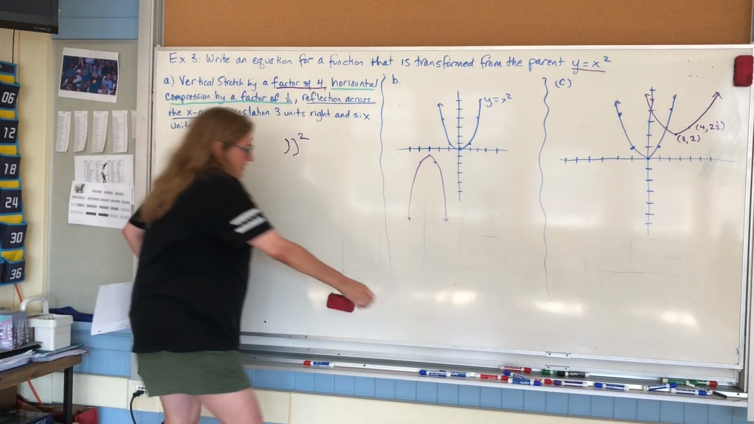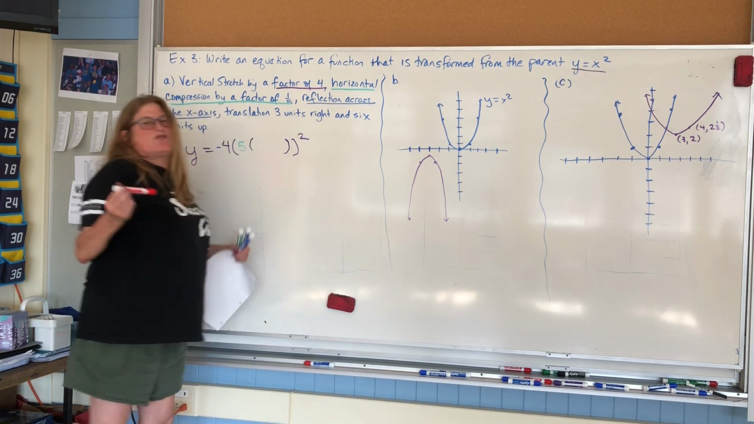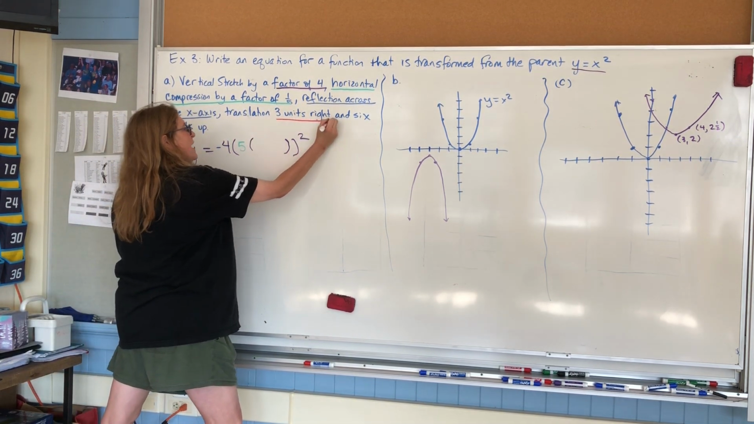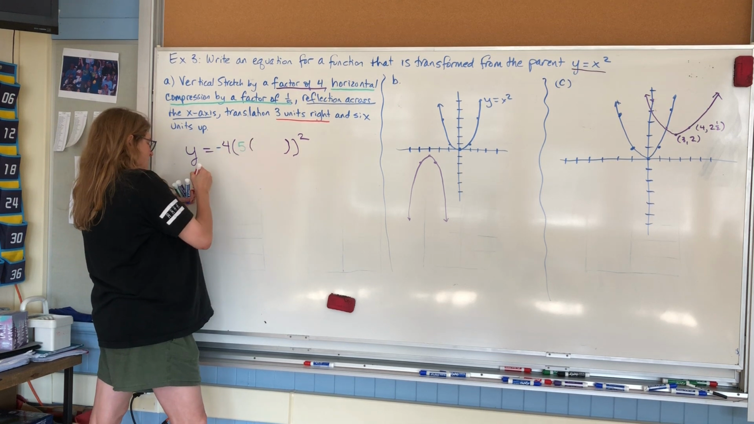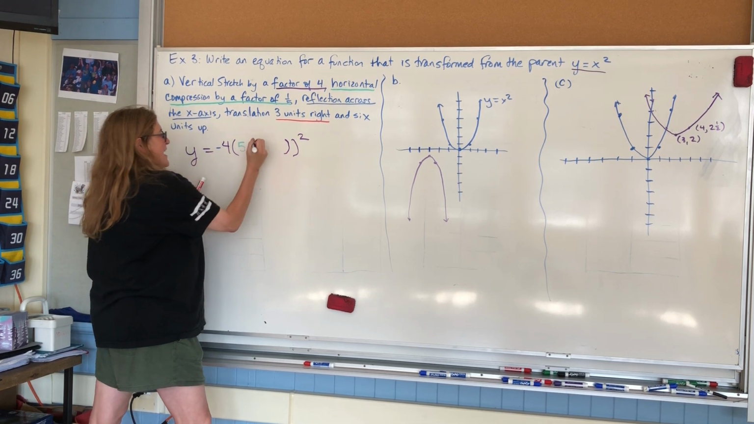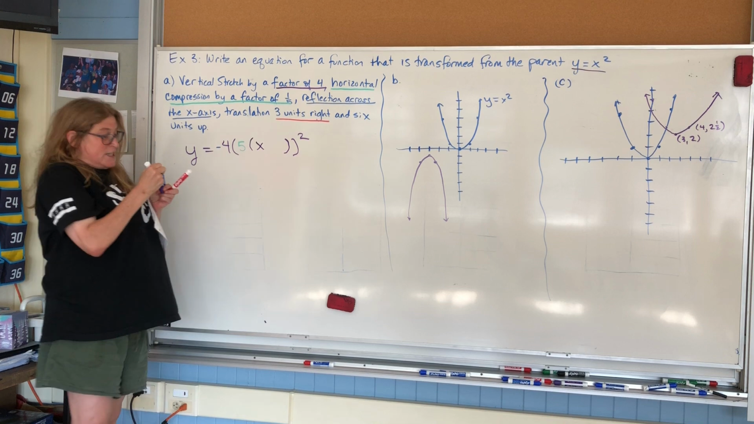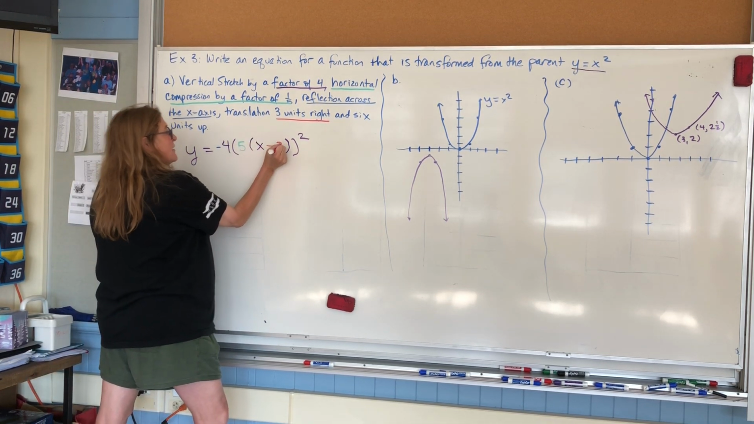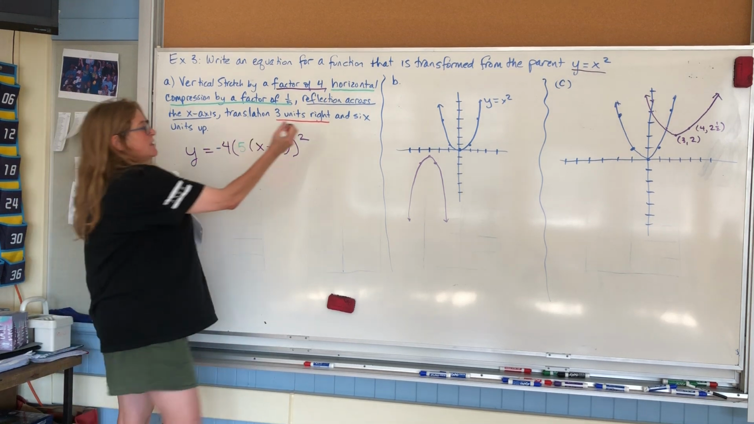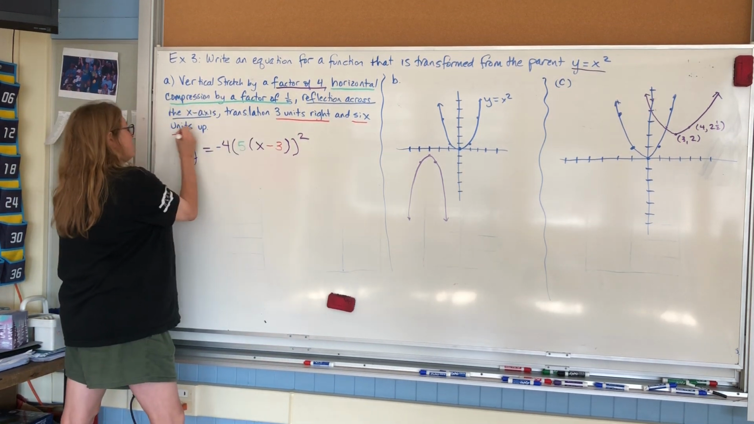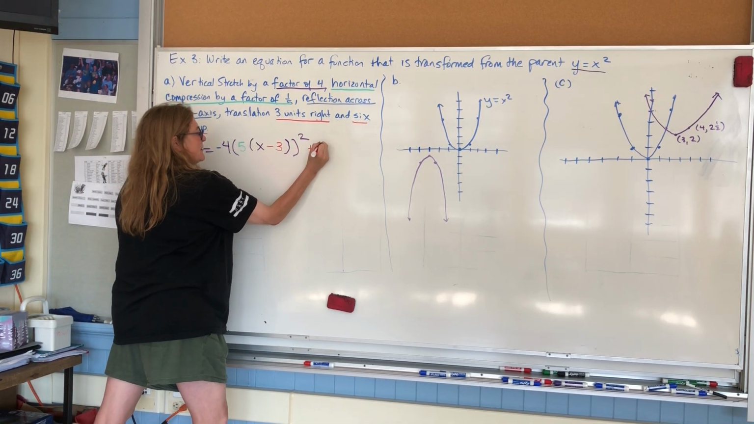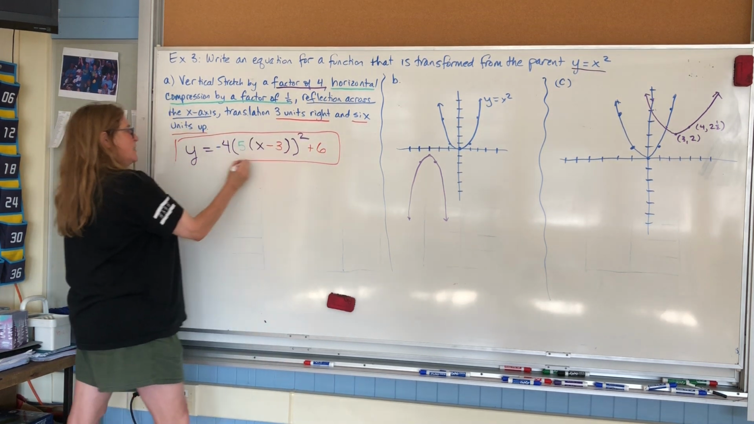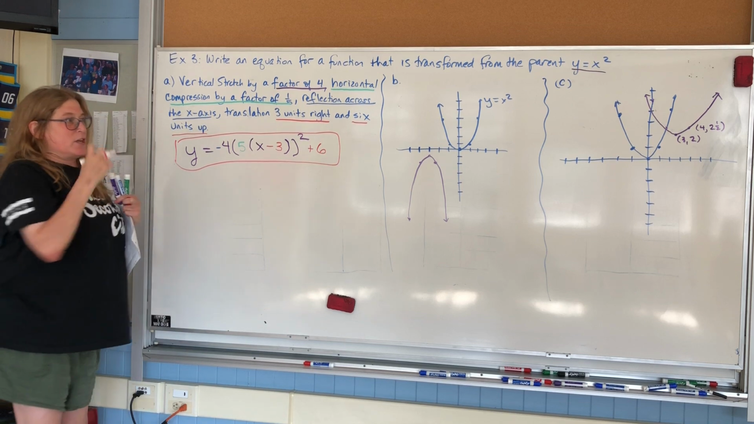And last but not least, they tell me there's a translation. Translation is just another word for shift. 3 units right, so that's going to become x. Okay, guys, we're tempted to put plus 3, but it's actually minus 3. And then 6 units up becomes plus 6. So there's our equation given that description.